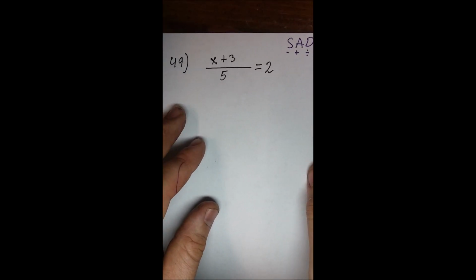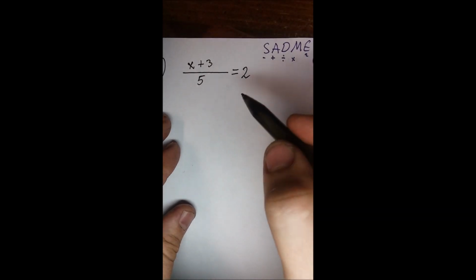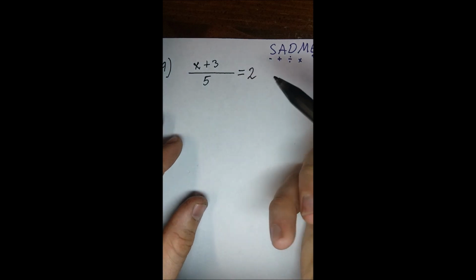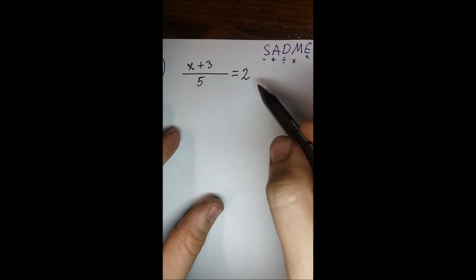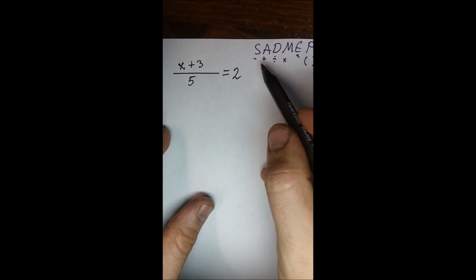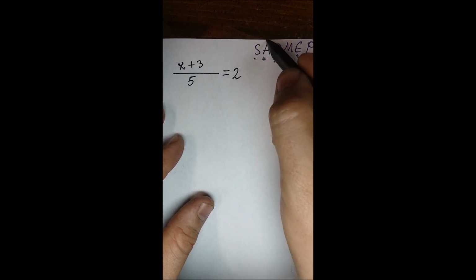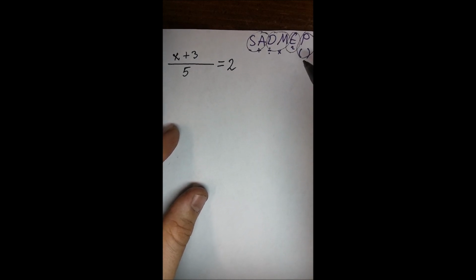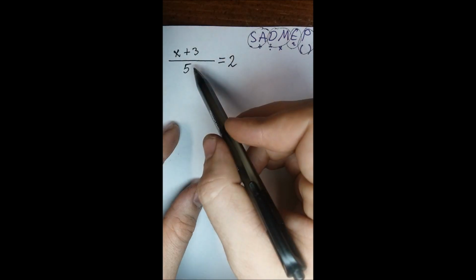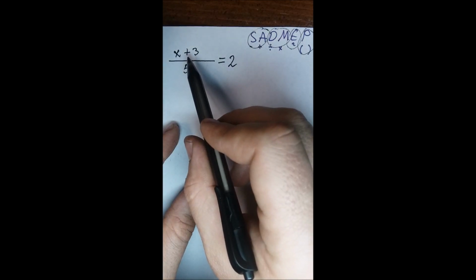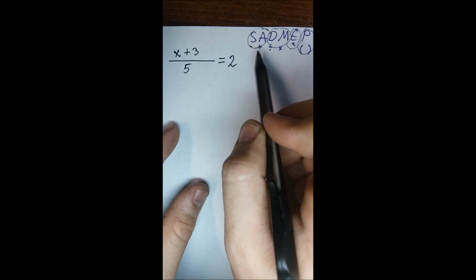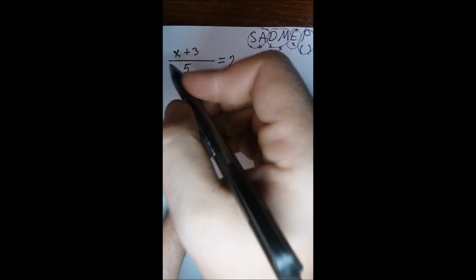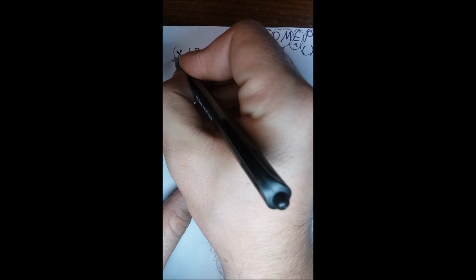In example 49, we're going to talk about SADMAP again. So we've got x plus 3 divided by 5 equals 2. We need to figure out again what that x is. However, according to SADMAP, you do addition, subtraction first, then division, multiplication next, then exponents, and then parentheses. So the first mistake a lot of people will make on this one is they're going to start subtracting 3. Guess what? Subtraction and addition come first, but parentheses come last. What a lot of people don't see is that there are parentheses here.